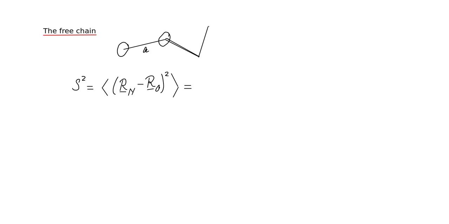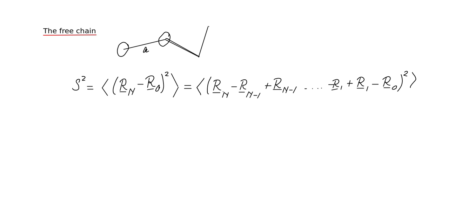We focus on the end-to-end distance. That's the position of the last bead minus that of the first bead. So it's the distance between the last and the first bead. And we are going to evaluate that as follows. We just copy this expression, but we insert many contributions that we add and subtract. So we subtract first the position of the n minus 1th bead, and then we add that position again. And we do the same for the n minus 2 bead. It's again added, and then we end up with minus R1 and plus R1.